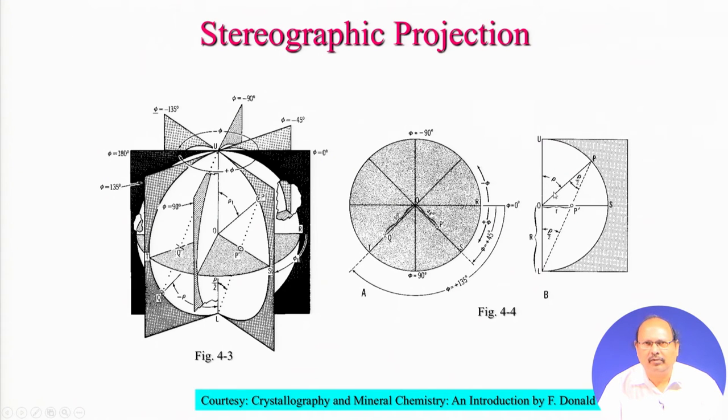So, this distance we can measure off here. Depending on the rho value, you can make this intersection here. This distance you can measure from the center, and this will be the position of P. So, depending on the coordinates of these two angles, the stereographic projection of any plane can be determined.